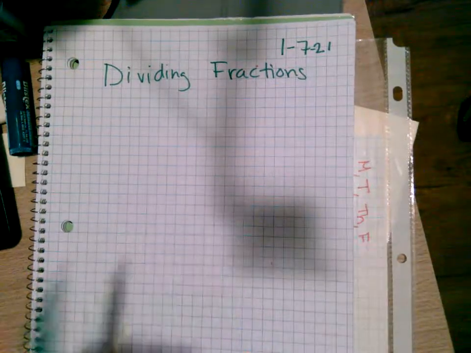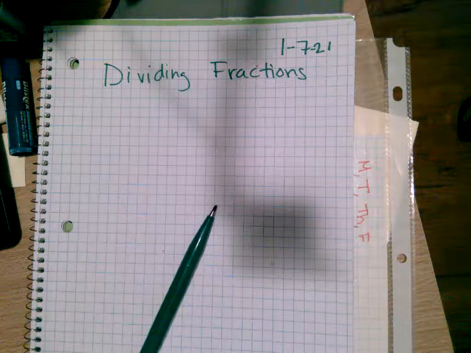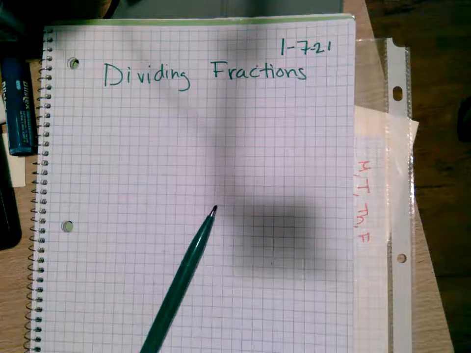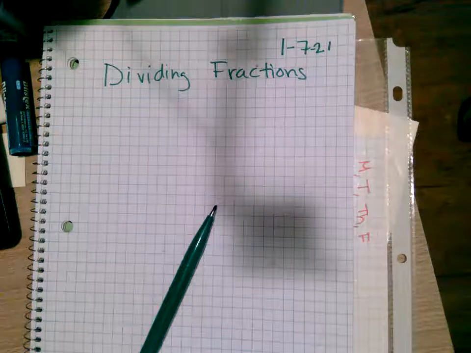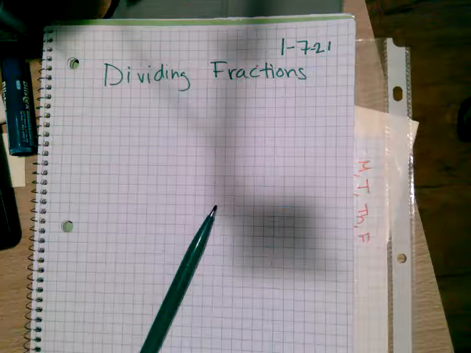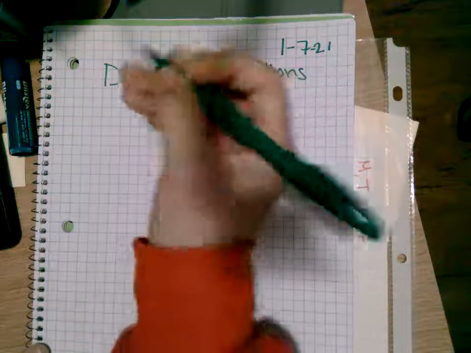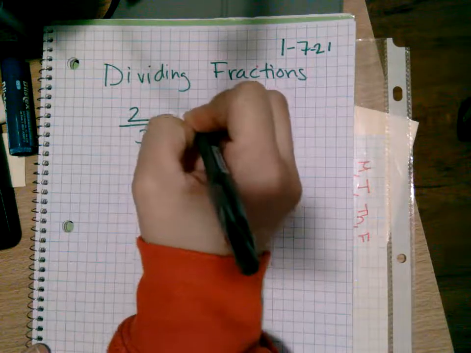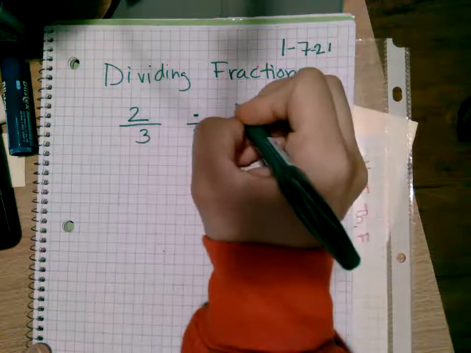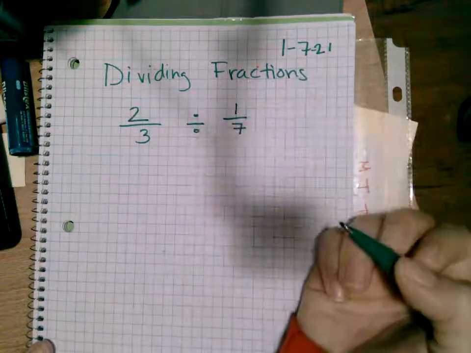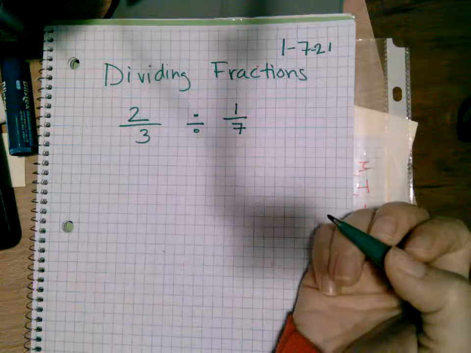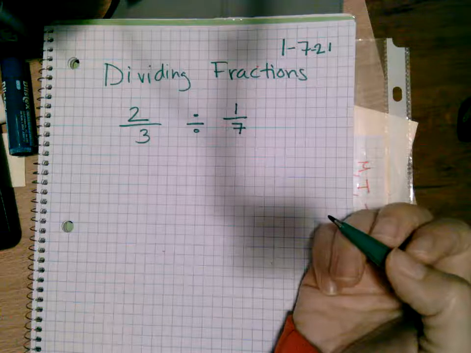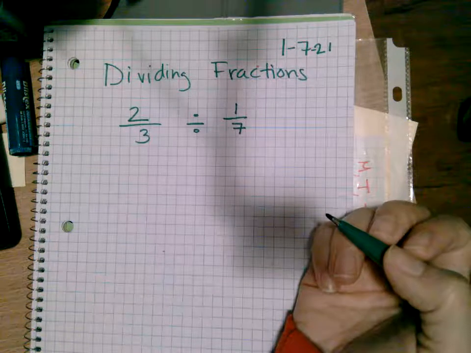Dividing fractions. Now, dividing fractions is 100,000% super different than multiplying fractions at the beginning. Okay, so if I have 2/3 divided by 1/7, does anybody know what I have to do to these fractions in order for me to divide them?